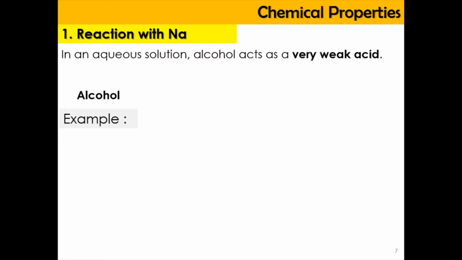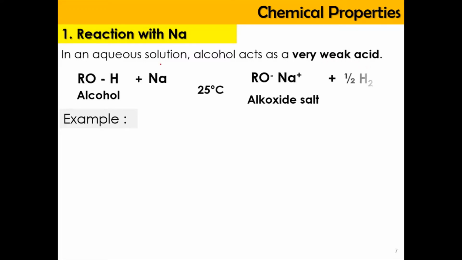Okay, so first we're going to have the reaction with sodium. In aqueous solution, alcohol is going to act as a very weak acid. So alcohol, acting as a very weak acid, is going to react with sodium, which is an alkali metal, at room temperature, and this is going to produce an alkoxide ion, where the O-H bond here is going to be broken down, and RO becomes negative, and sodium is an electropositive metal. This is going to produce an alkoxide salt. So RO minus here refers to the alkoxide ion, and when there is a metal, it's going to produce a salt. And as the byproduct of the reaction, hydrogen is going to be released.